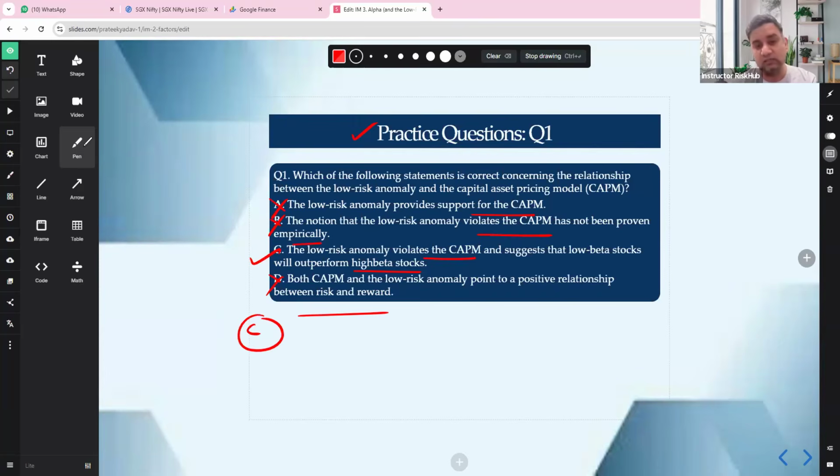And if you look at option D, both CAPM and the low risk anomaly point to a positive relationship between risk and reward. Again, wrong, because CAPM says positive relationship. The anomaly says the relationship may be flat or even reverse in some settings. For FRM, please keep in mind that the CAPM prediction is expected return arises with your beta, while the low risk anomaly evidence shows low beta, low volatility portfolios often do unexpectedly well. This contrast is exactly what the exam wants you to recognize, right? So keep that in mind.